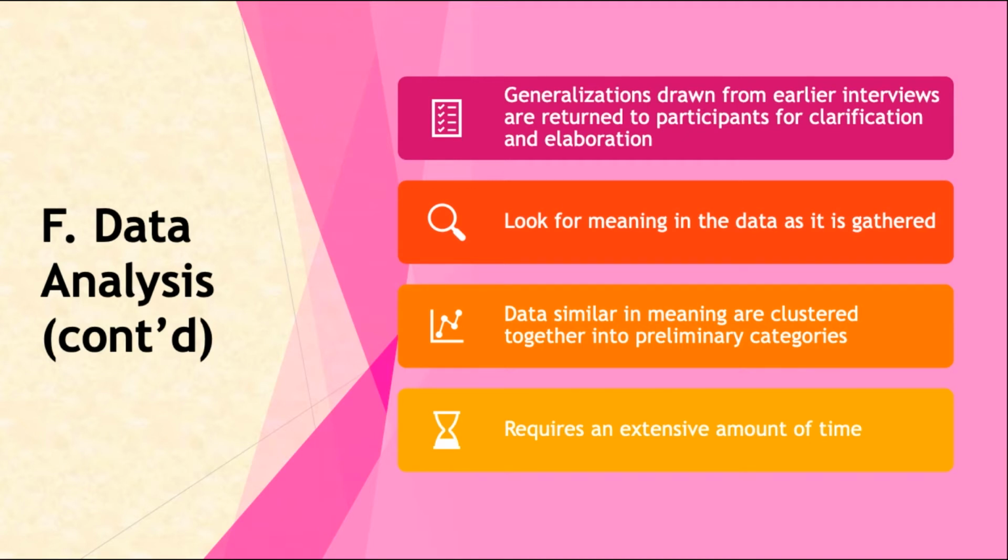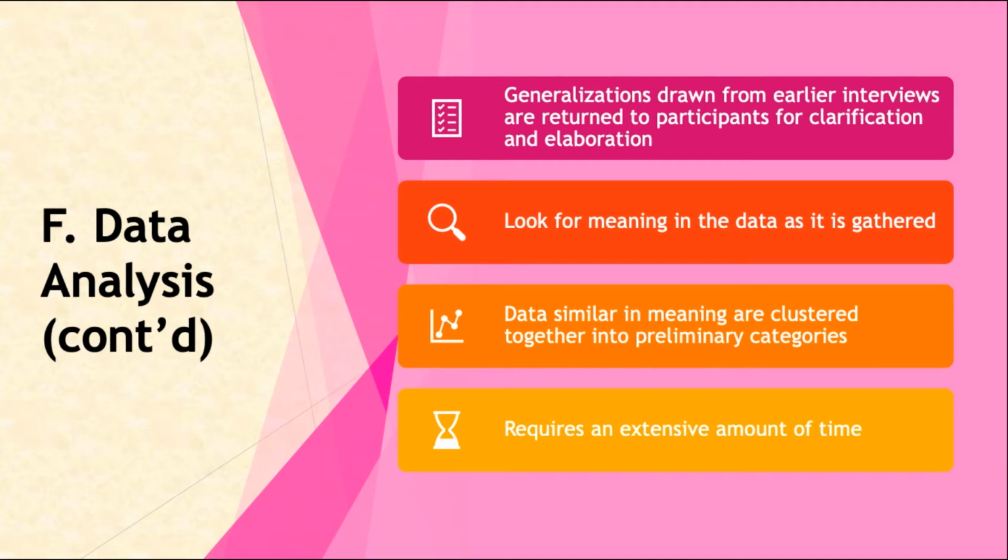Same meaning: I don't have food, I'm hungry, I can't go to school. For what reason? Because they don't have money. So data similar in meaning are clustered together and put as categories, which requires an extensive amount of time. So if you have a huge amount of data, it's very difficult to do it manually.